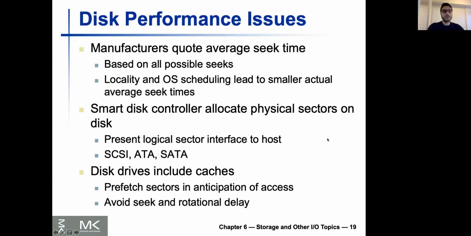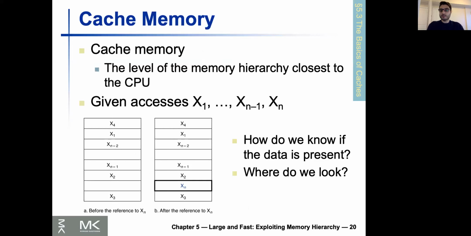Now, let's go to, yeah. These are the issues with the disk. We have different types of disk now. We have SCSI, we have ATA, we have SATA. Now we have flash-based disk as well, but that's mostly out of the context of this chapter. Let's talk about more interesting stuff, which is the cache.